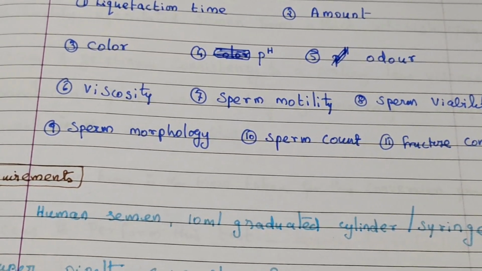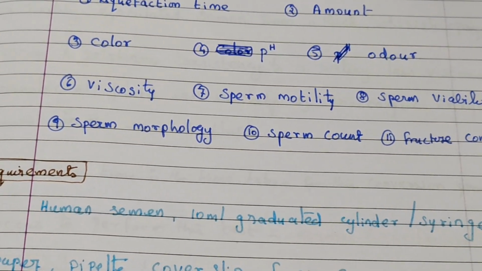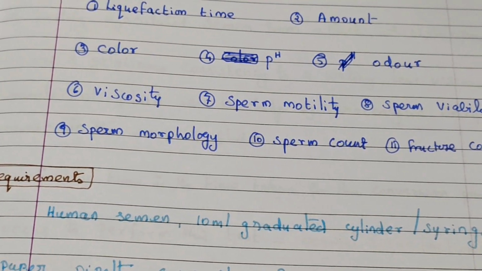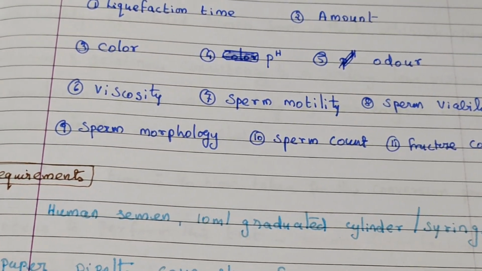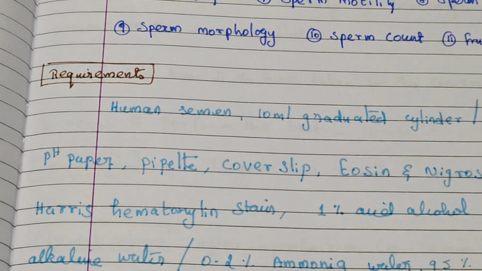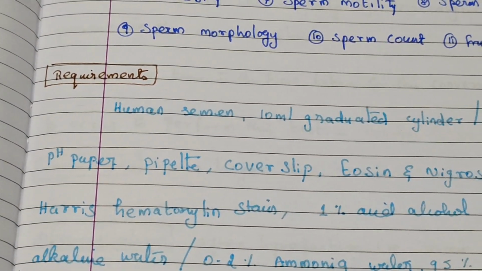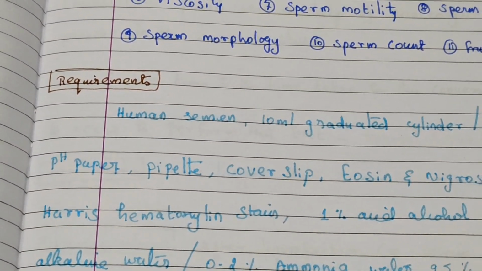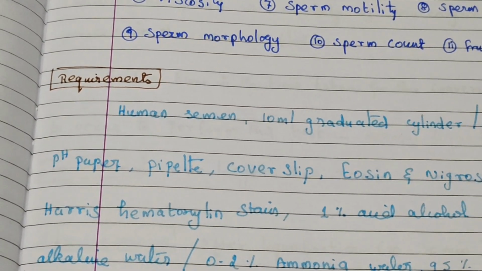In this video, we'll be performing semen analysis of human semen based on the previously mentioned parameters. For this experiment, we need a freshly collected human semen sample. Then, what are the other things we require?